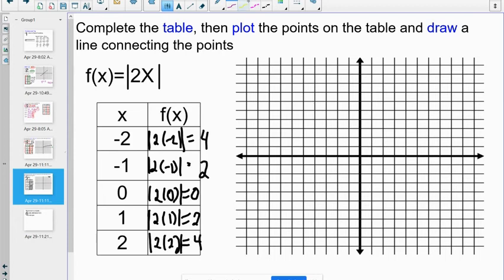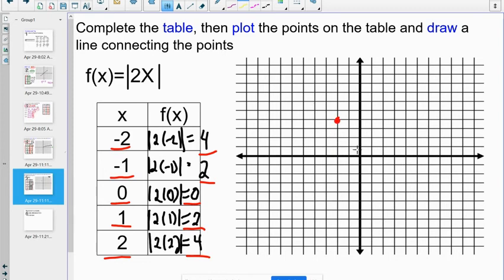Okay, so now we have these values. We have negative 2 goes with 4, negative 1 goes with 2, 0 to 0, 1 with 2, and 2 to 4. So now I'm going to graph these. If we have negative 2 in the x direction, it goes left because it's negative, and up 4. So 1, 2, 3, 4.